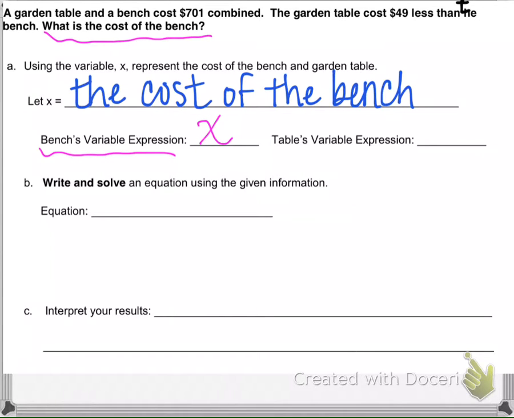And if we read this again, it says a garden table and a bench cost $701. The garden table cost $49 less. So the garden table is $49 less.